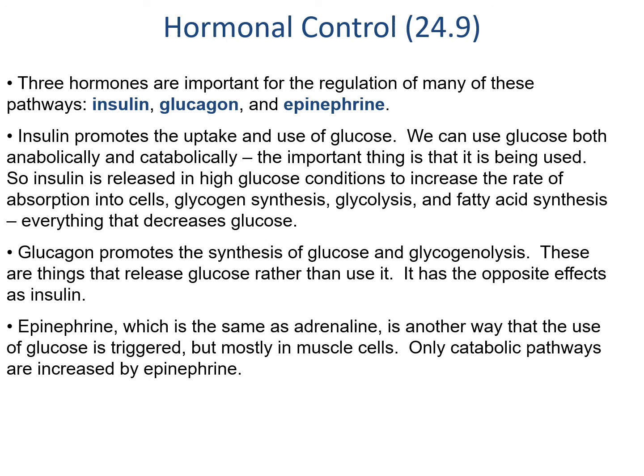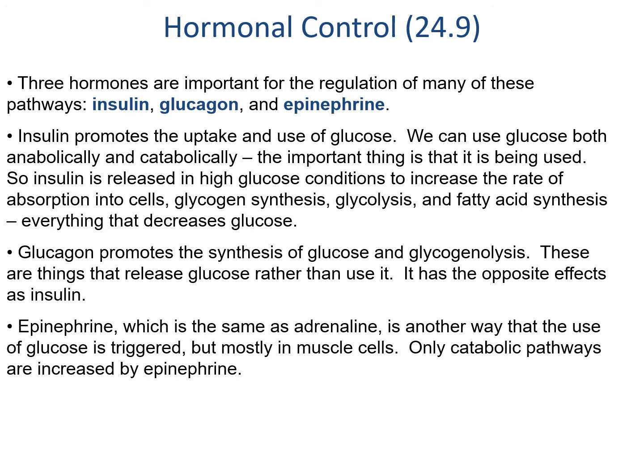Insulin is the hormone that says there's too much glucose, so it activates everything that uses up glucose: glycolysis and the pentose phosphate pathway as catabolic pathways, but also glycogenesis, making glycogen, as an anabolic pathway. It will cause everything that makes glucose, like glycogenolysis and gluconeogenesis, to stop.